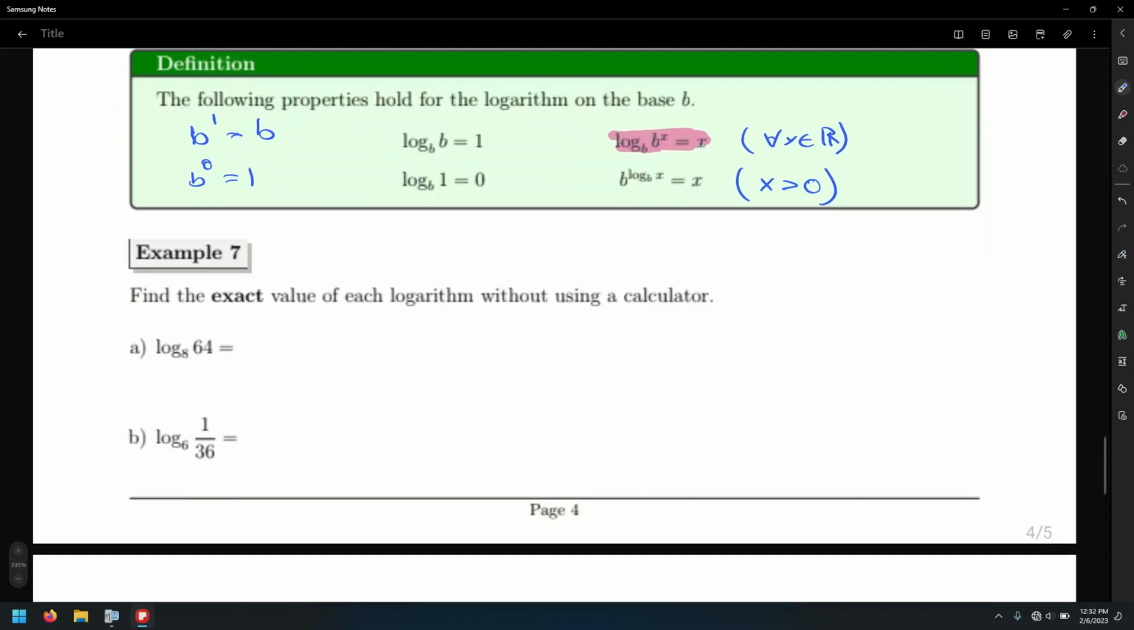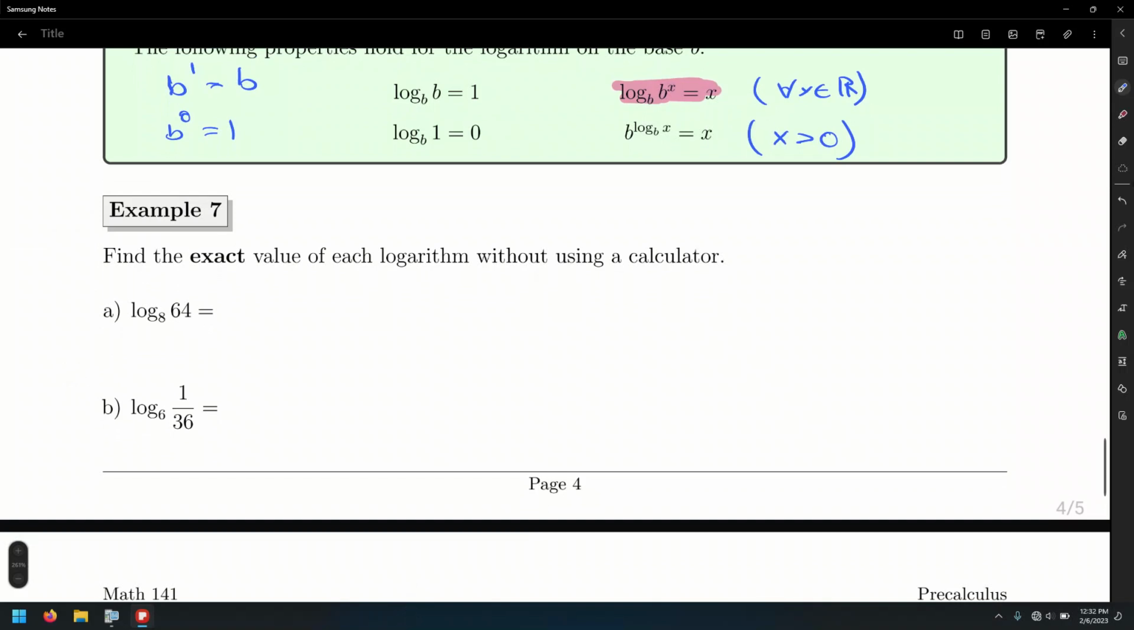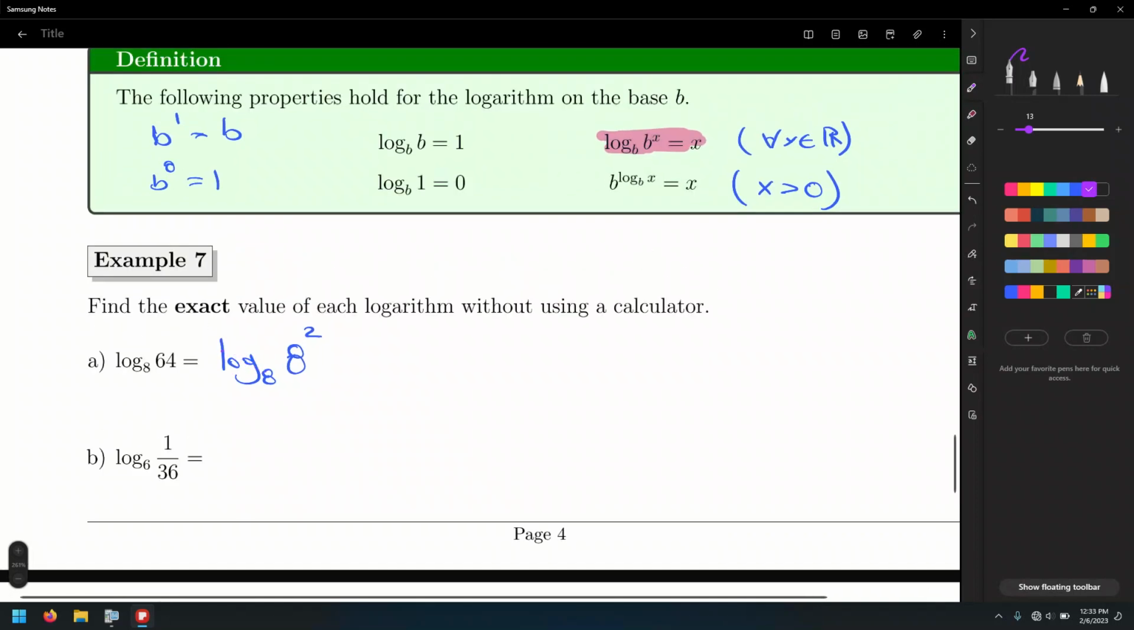Well, here our goal is to write the number 64 as a power of the number 8. So I'm going to write log base 8. Is there a way to write the number 64 as a power of 8? And if so, what's that? Anyone? 8 squared, okay? So 8 to the second power. And now check this out. See how the base of the logarithm matches with the base of the exponential? Only then can we cancel. Notice this time I'm not going back and forth between exponential statement and logarithmic statement. And once we cancel, the final result is 2.